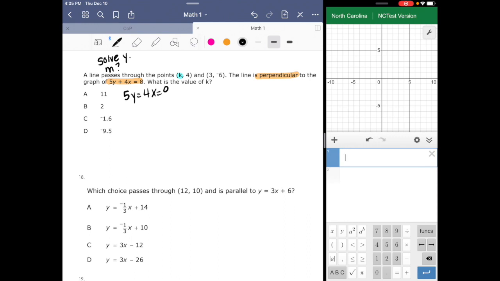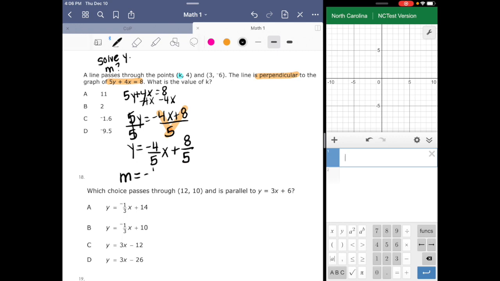So I have 5y plus 4x equals 8. So I'm going to subtract that 4x over. So 5y equals negative 4x plus 8. And I'm going to divide by 5. Now remember, when you simplify here, you're going to have to simplify both pieces. So y is going to equal negative 4 over 5x, because those can't divide, and neither can the 8 and the 5, so plus 8 over 5.